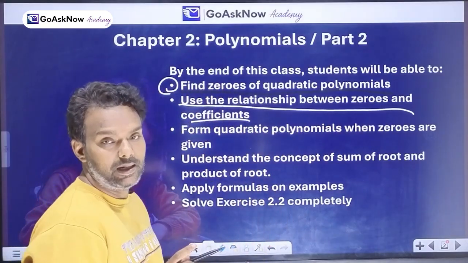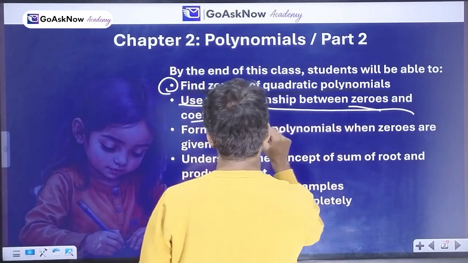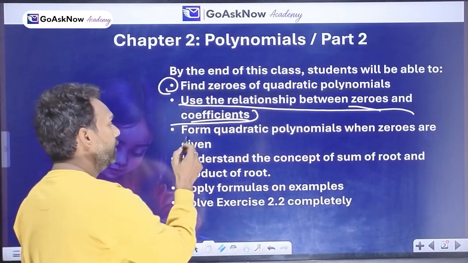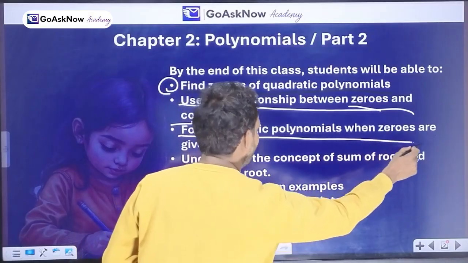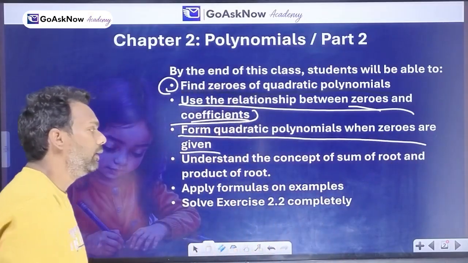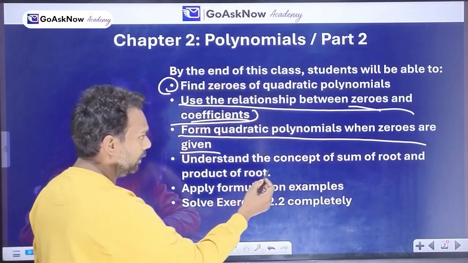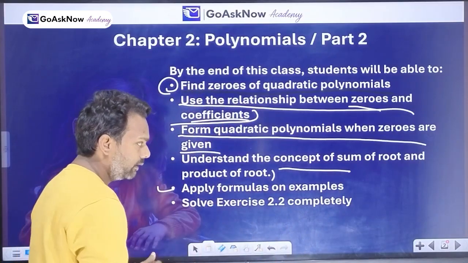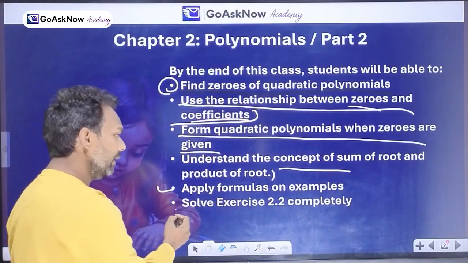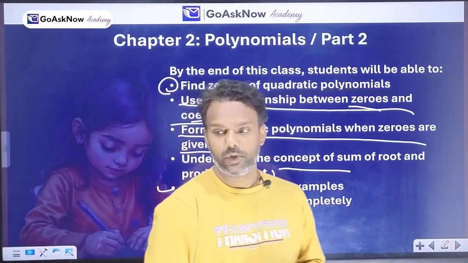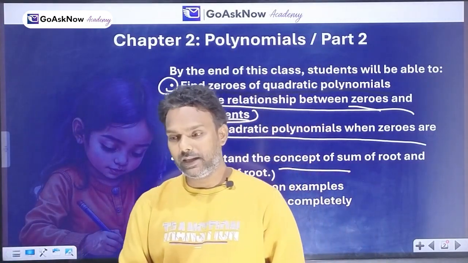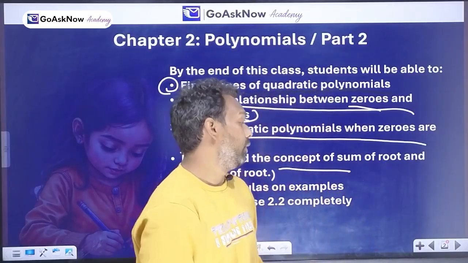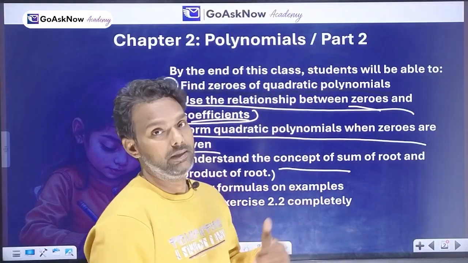In the previous class, I've told you about what is zeros and what are coefficients of a polynomial. We will form a quadratic polynomial when zeros are given. Understand the concept of sum of roots and product of roots. Apply formulas on examples and then solve exercise 2.2. Okay, so let's start this chapter, and you have to pay very close attention. You have to be very attentive while we are doing this chapter.